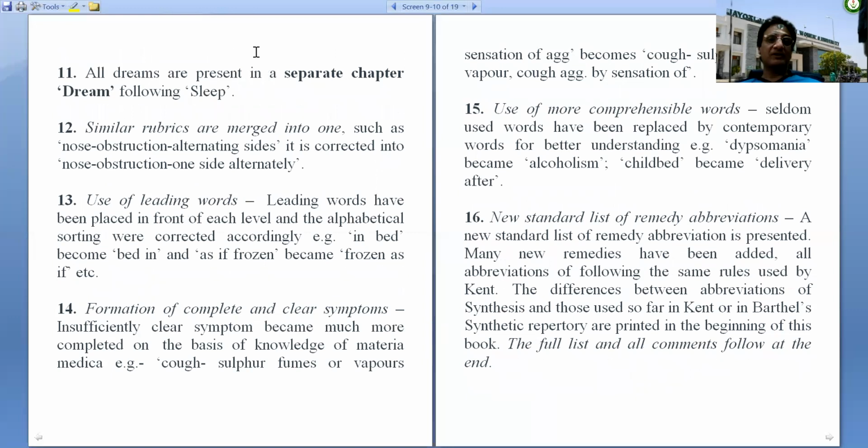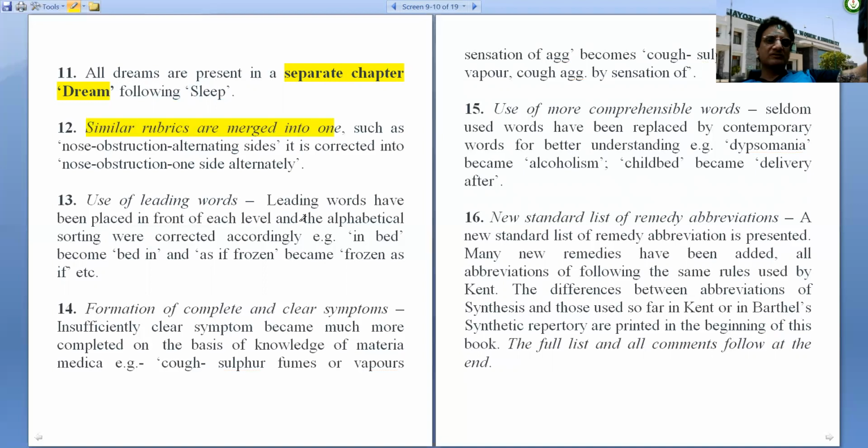All dreams are present in a separate chapter, dream following sleep. So there is a separate chapter on dreams. Similar rubrics are merged into one. For example, nose obstruction, alternating sides, is corrected into nose obstruction one side alternately. So similar rubrics are merged into one.